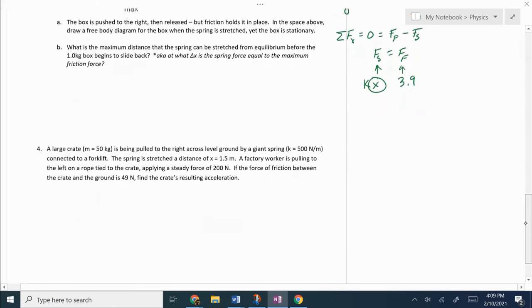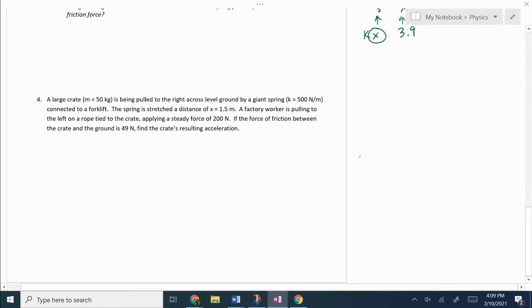The last one is definitely the most difficult, and I would suggest that you draw yourself a force diagram to start things off. Obviously, normal force and gravity. Then as you read it, a large crate is being pulled to the right. So we got our Fs here to the right. And then we got a factory worker, which is pulling to the left. That's going to be 200 newtons. And then we have the force of friction, which is 49. We need to figure out which way the force of friction is. Is it to the left or to the right?